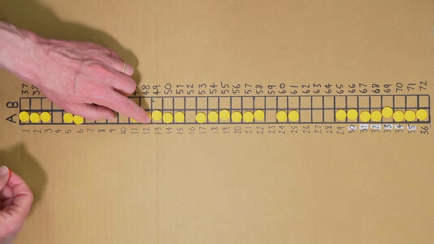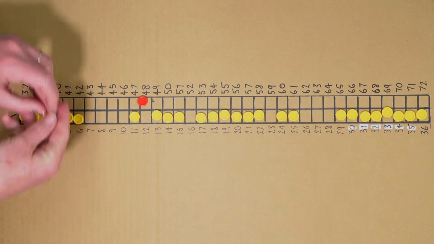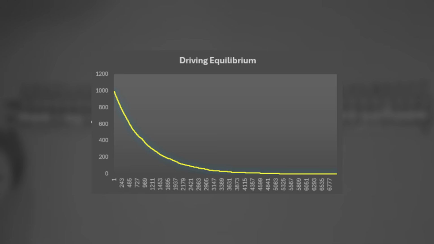And we can also drive the equilibrium, where we remove the product as it gets made. Then all of the reactant turns into product. Ta-da! That's it! That's how a dynamic equilibrium works.